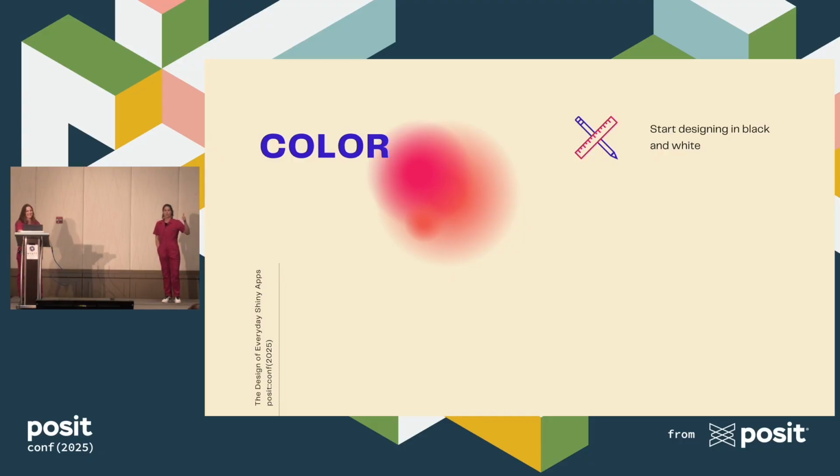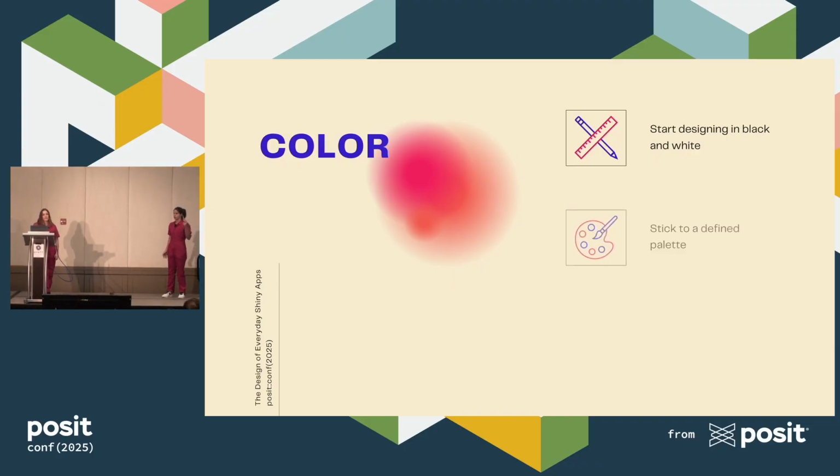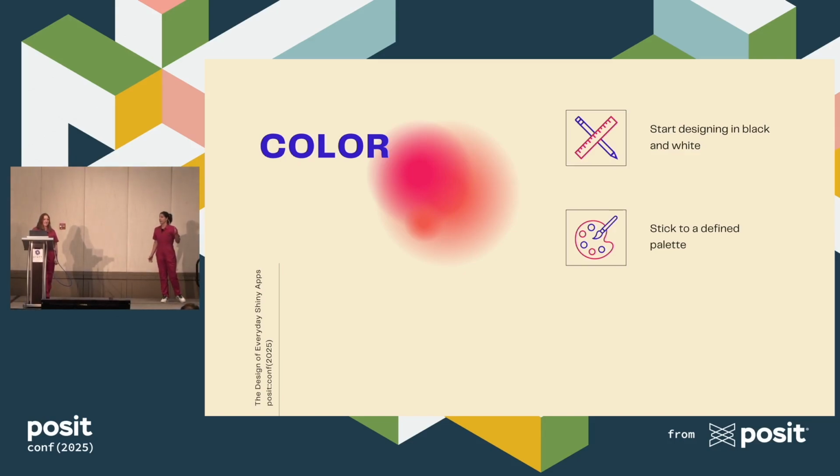1, start designing in black and white, slowly integrating and adding more color. 2, stick to a defined palette. You get 5 colors and we're being generous. Note that 2 of those colors were black and white. In Flex Dashboard, I'm pretty sure the background is a default of like a lightish blue. None of that if it's not in the palette.